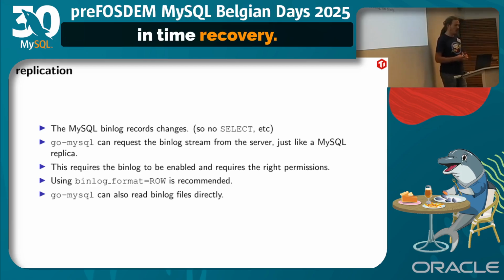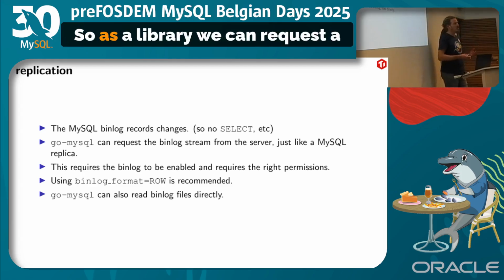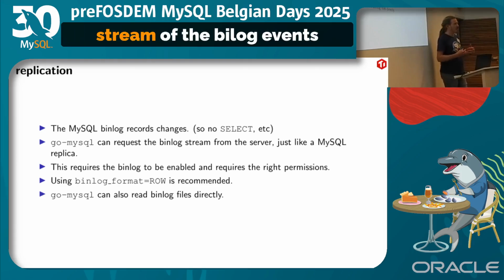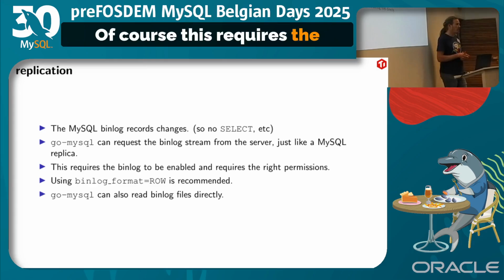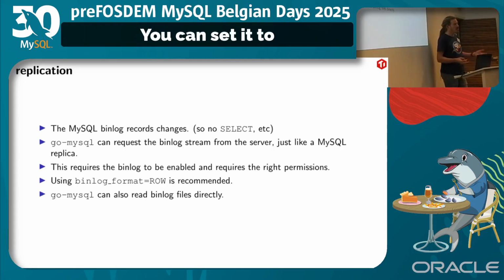And also point-in-time recovery. So as a library, we can request a stream of the binlog events from the server, just like if we were a MySQL replica. Of course, this requires the binary log to be enabled and requires the right permissions. Nothing special there. We recommend using the binlog format row. You can set it to statement-based. Then you just get statements out.